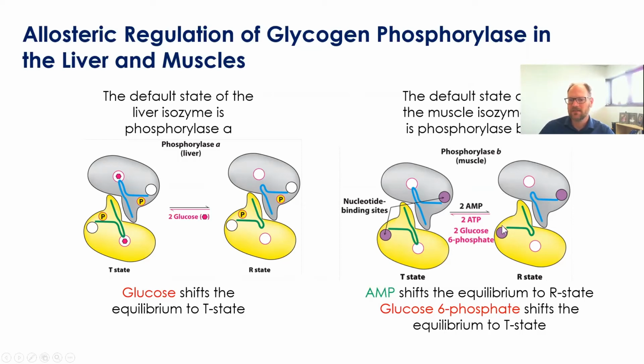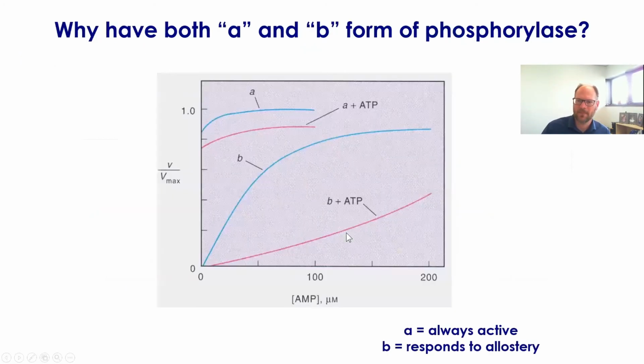Why is that? It's because AMP is a signal of starvation in the muscle. And so when the muscles are starved for energy, they want to trigger their glycogen phosphorylase to release more glucose. And when there's plenty of energy around, they tend to want to turn it off. So this allosteric layer, a layer of regulation, moves it back and forth between the two forms.